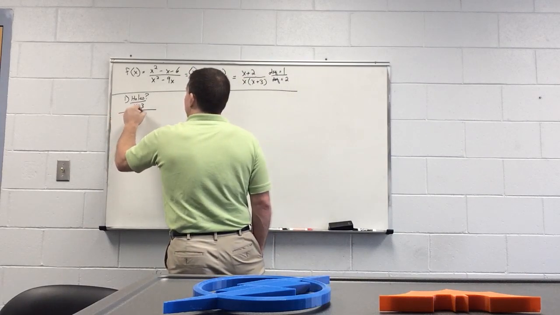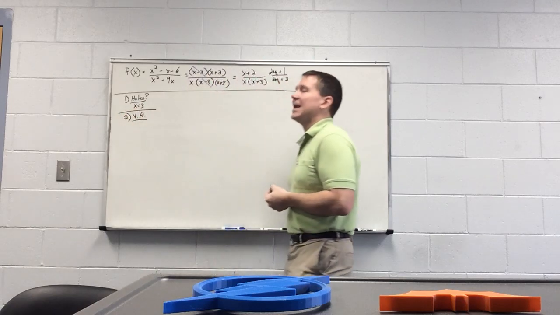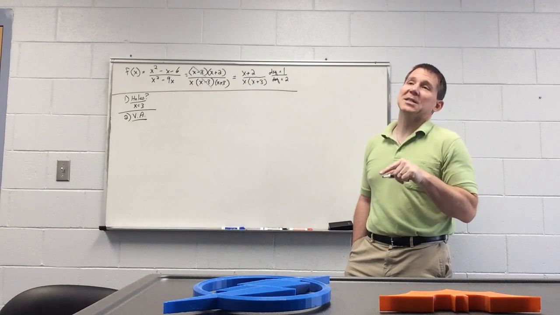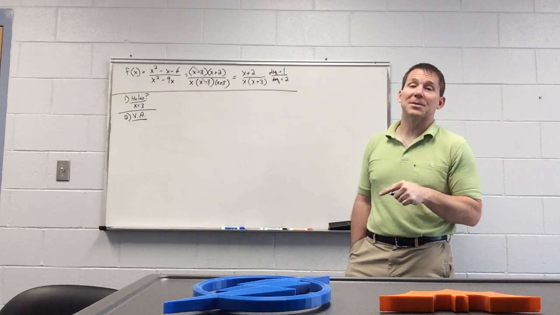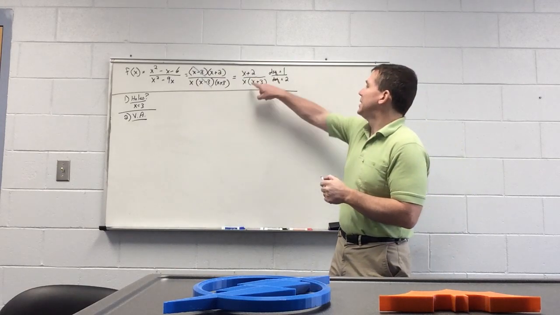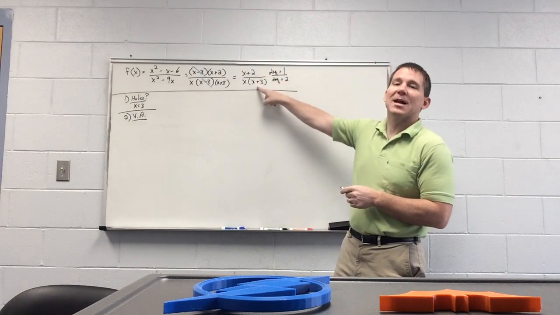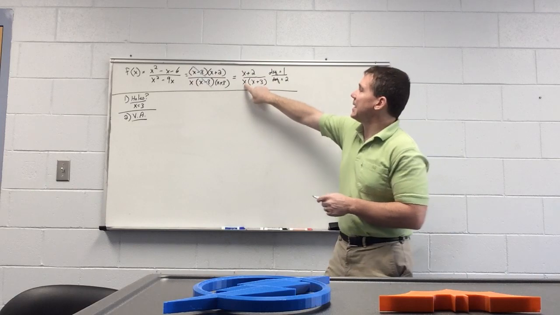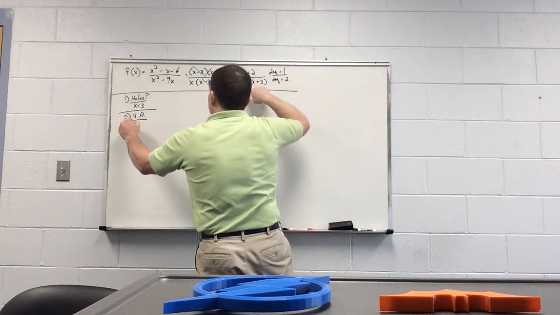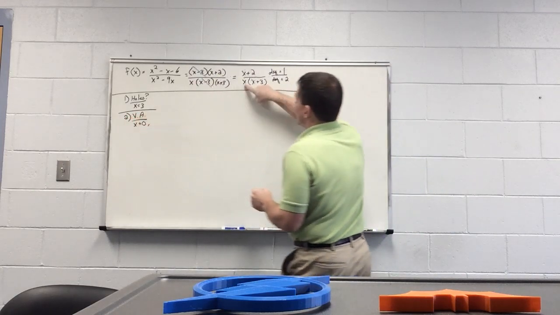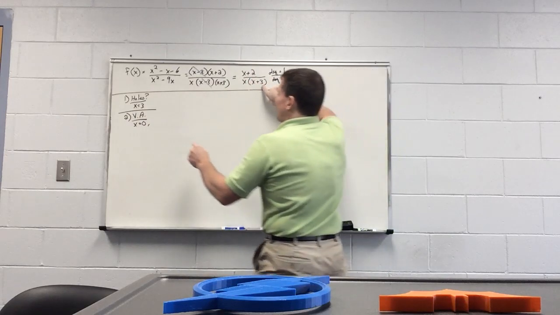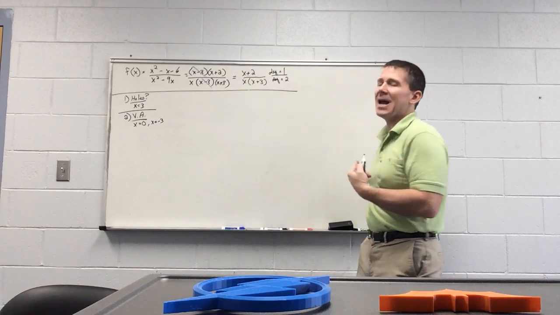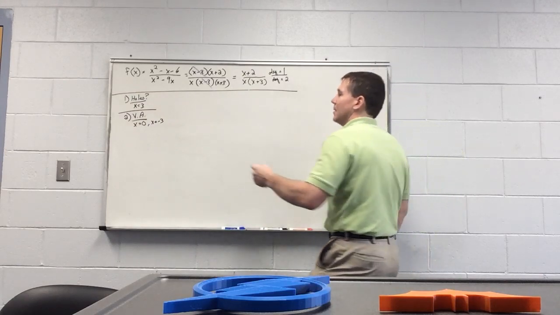Next up, VA, vertical asymptotes. Vertical asymptotes occur where the function is undefined in lowest terms, which means zeros, once I've factored it out, in the denominator, because that's where this will be undefined. Clearly it's undefined when x equals 0, because that will give me 0 in the denominator, and it's undefined when x equals negative 3, because that will give me 0 in the denominator.